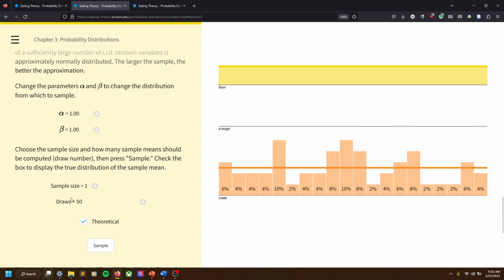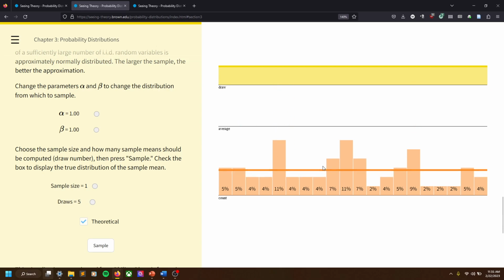And draws represents the number of samples we're collecting from that population. More specifically, how many sample means we're computing, but you can think of it quite simply as the number of samples we're collecting. So if we have sample size 1, draws equal, let's say, 5, we only collected 5 samples and calculated those sample means. Those sample means are falling down here to this. This is the sampling distribution.